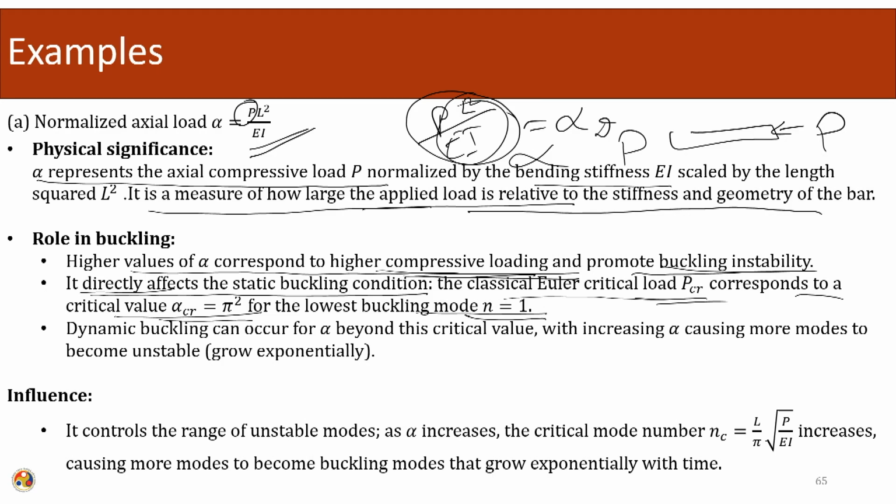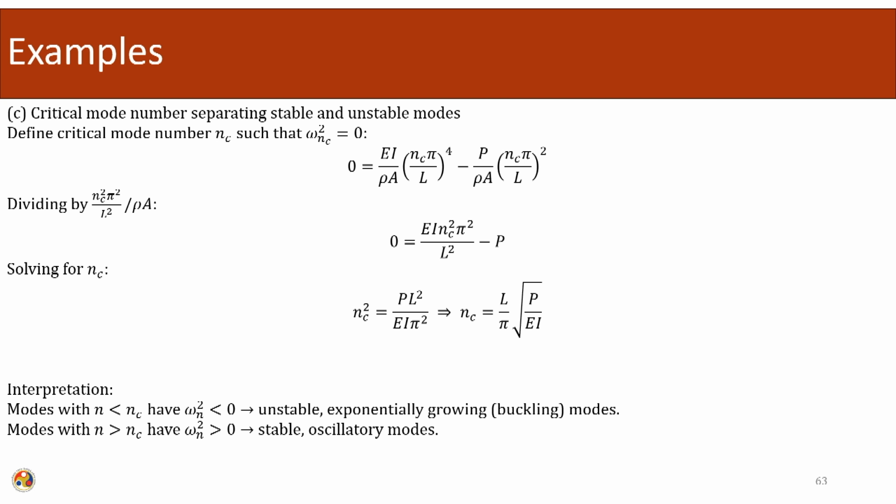In case of dynamic buckling, the dynamic buckling can occur for alpha beyond this critical value. After this critical value, the dynamic buckling might occur, with increasing alpha causing more modes to become unstable. So, as alpha increases, more and more modes will become unstable and it will grow exponentially. Why? We can see this thing in case of the equation also.